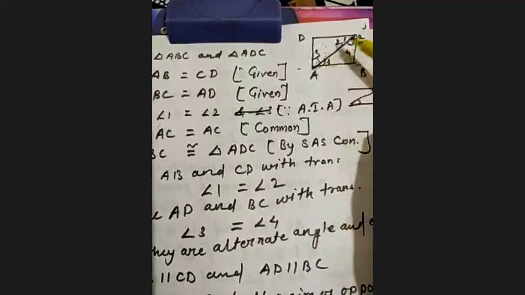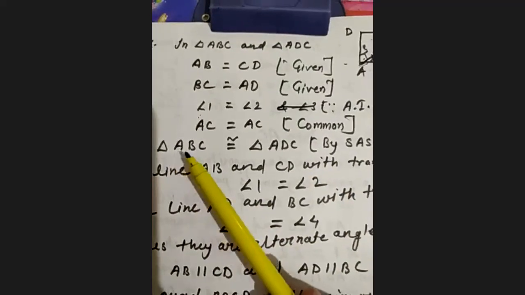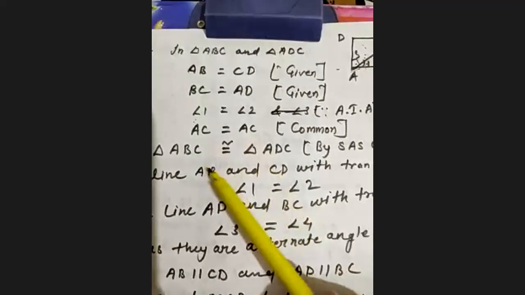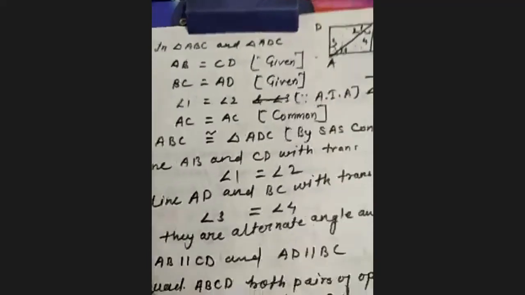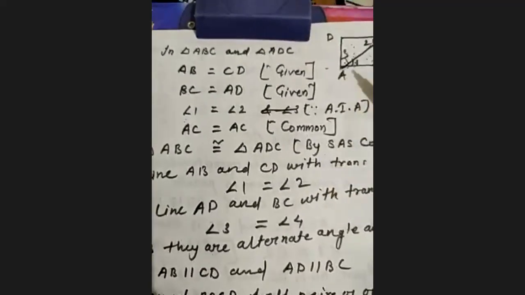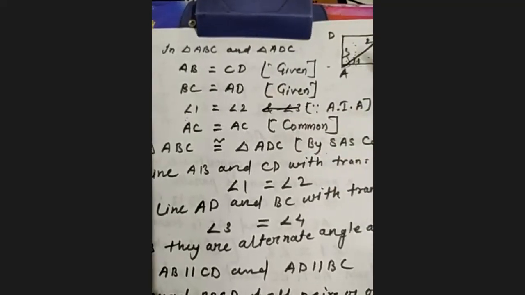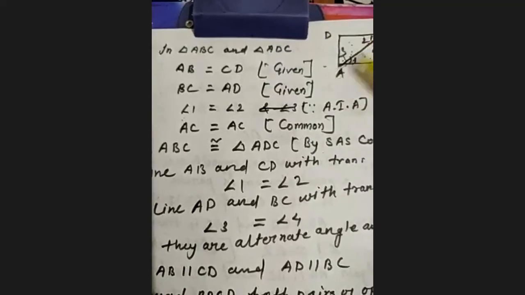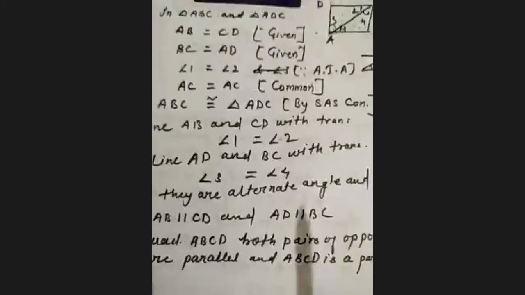AC line is common to both triangles. So that means here you write: triangle ABC and triangle ADC are congruent triangles by using the side-angle-side congruence. Okay, and here we write angle 1 and angle 2, the transversal line. Both angle 1 and angle 2 are equal because they are alternate angles.